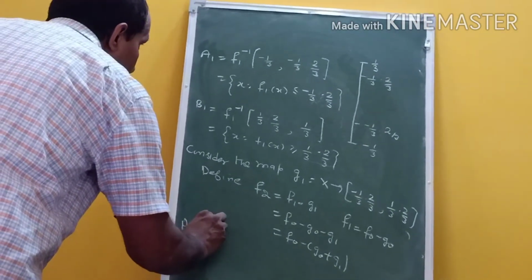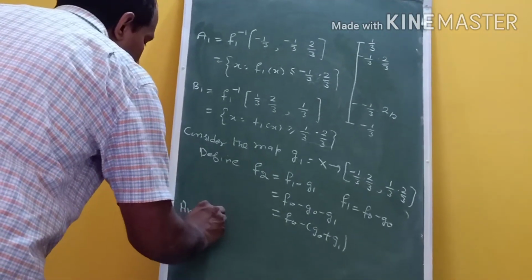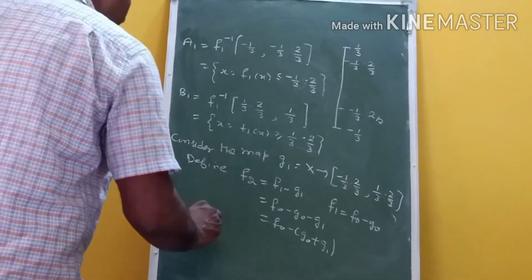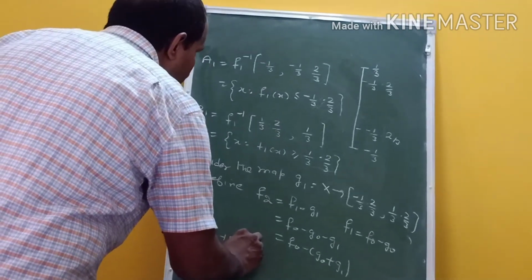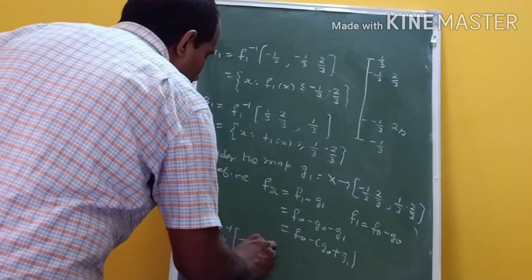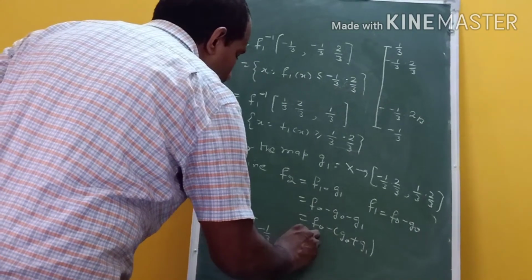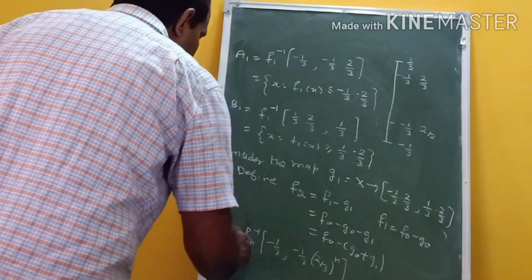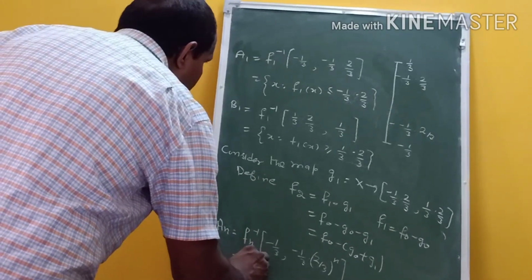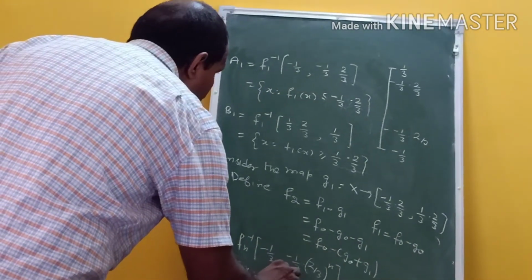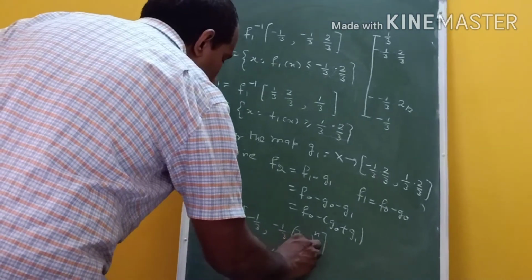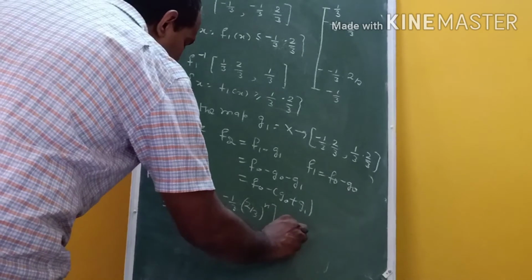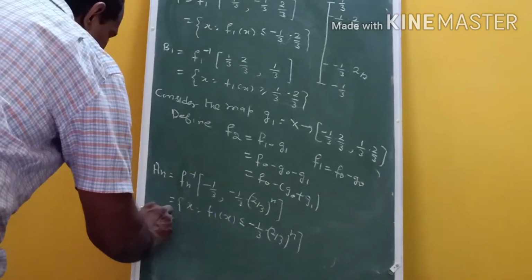Now A_n is equal to f_n inverse of minus 1 by 3 times 2 by 3 power n, and this can also be written as the set of x such that f_n of x is less than or equal to minus 1 by 3 into 2 by 3 power n. Now similarly we write B_n.